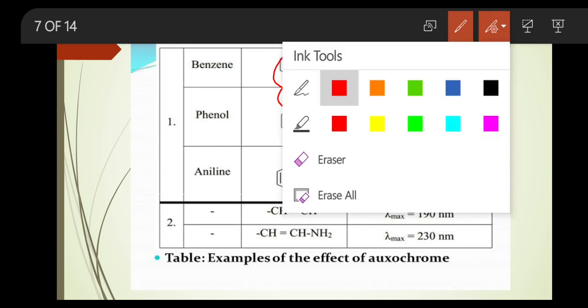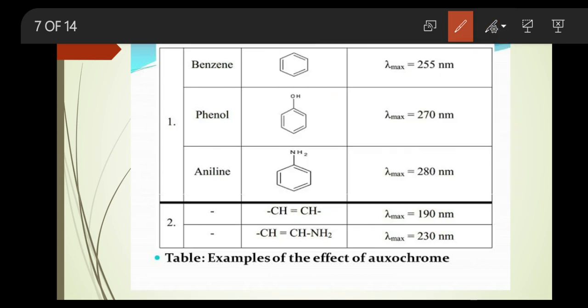Whenever you add an OH group, then the lambda maximum is increasing from 255 to 270 nanometers. In a similar way, if you add an NH2 group, then the lambda maximum is increasing from 255 to 280 nanometers. So in this way, we can see the effect of auxochrome on lambda maximum value. Whenever you attach an auxochrome, then lambda maximum value will increase.